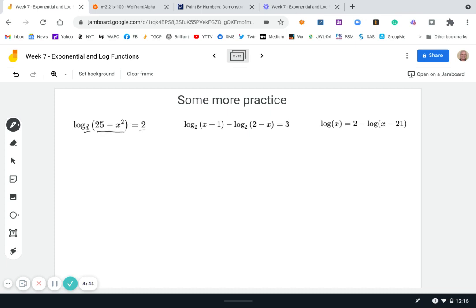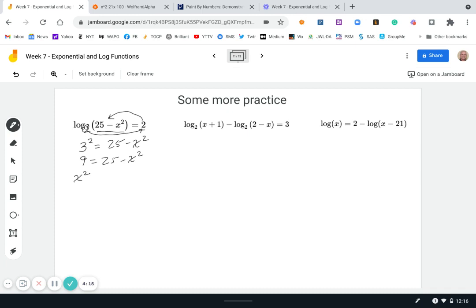Well, remember, 3 raised to the 2 power equals our expression. So this is going to be 9 equals 25 minus x squared. We'll move the x squared over here, and we'll move the 9 to the other side.